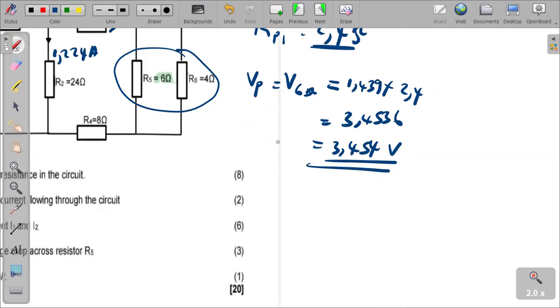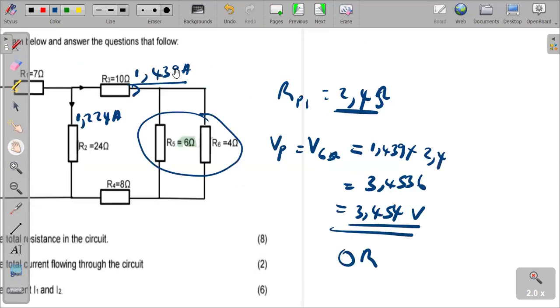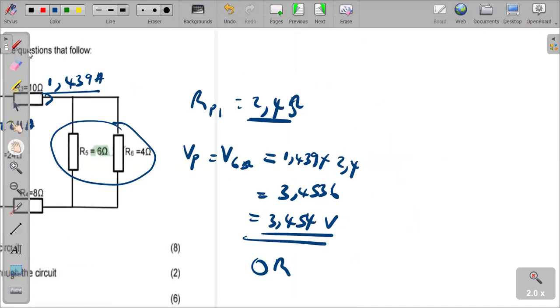We can just say, first things first, calculate the current through the 6 ohm resistor. How can we know the current through the 6 ohm? We shall use 1.439 as our total current. We repeat ourselves using the current divider rule. Remember, current will divide itself here. Which current is dividing itself? The 1.439 amperes. So we will use the same current divider rule.